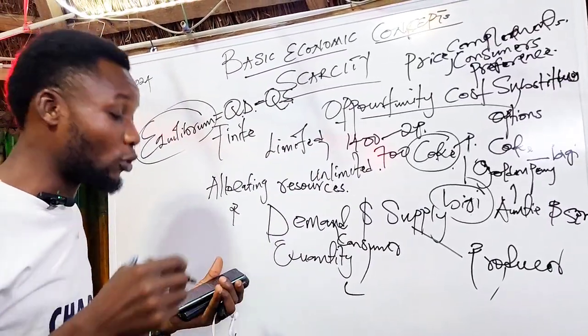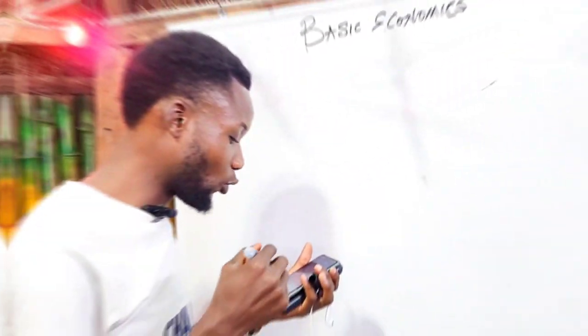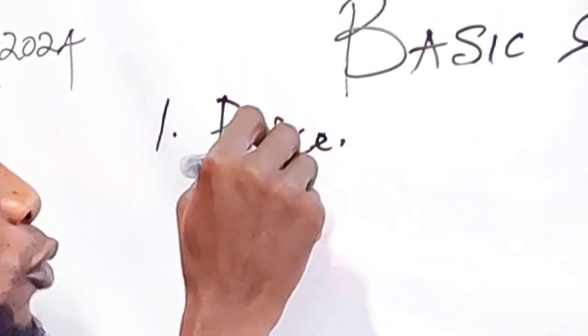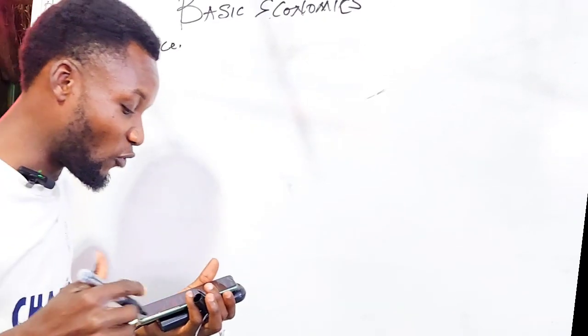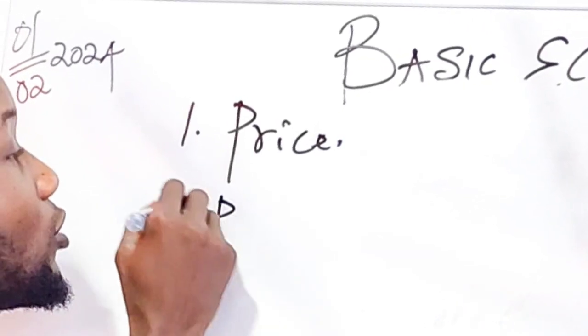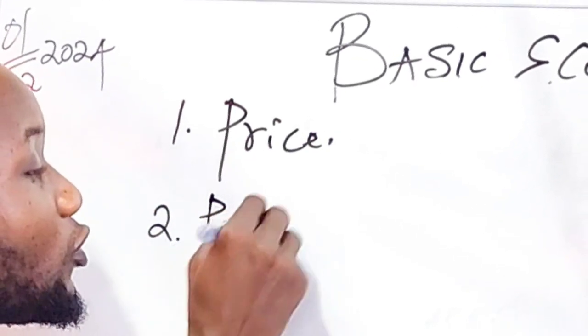All right, we also quickly want to talk about the factors influencing supply. Number one, the price of goods and services goes a long way to influence supply. Also, we see production cost. That's number two.